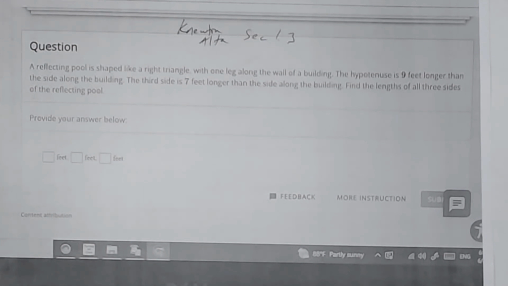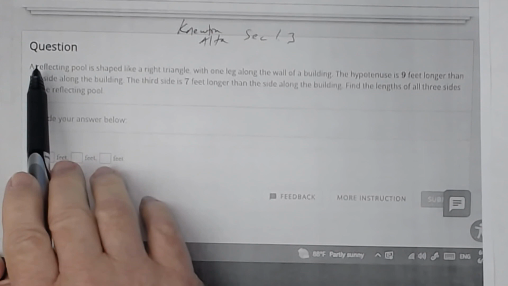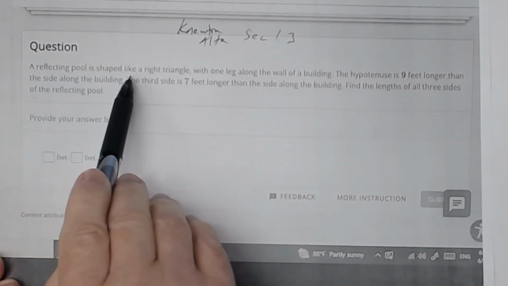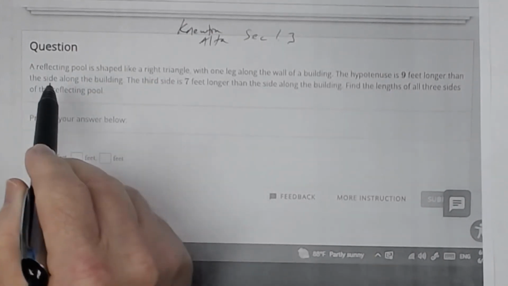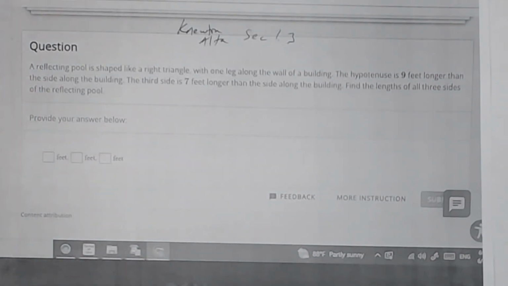Okay, so the question here, which is a Newton Alta problem, section 1.3, says this: a reflecting pool is shaped like a right triangle. So remember what a reflection pool is. I just Google things if you don't know the meaning of it.